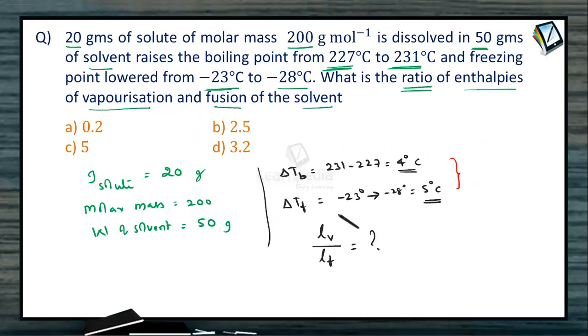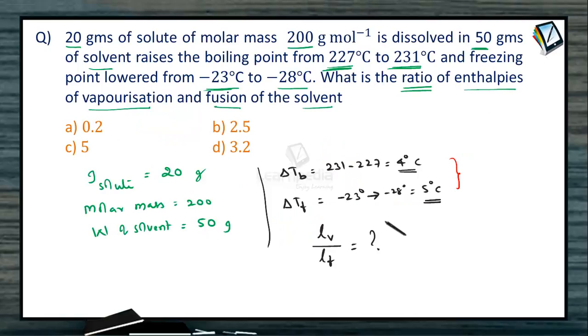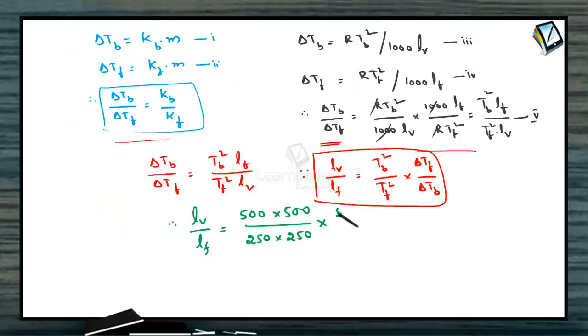What is TF? The freezing point -23 degrees centigrade is further depressed to -28. In other words, the freezing point of the solvent is -23 degrees centigrade, in other words, 273 minus 23. How much? 250 Kelvin. So 250 into 250. And delta TF by delta TB: delta TF is 5, delta TB is 4. So 5 by 4.